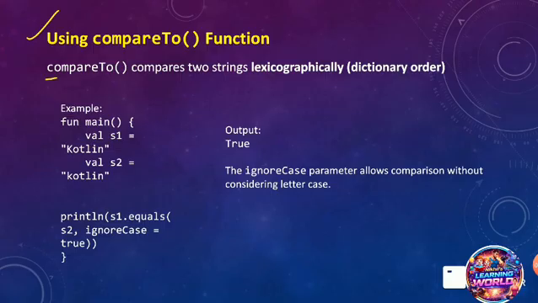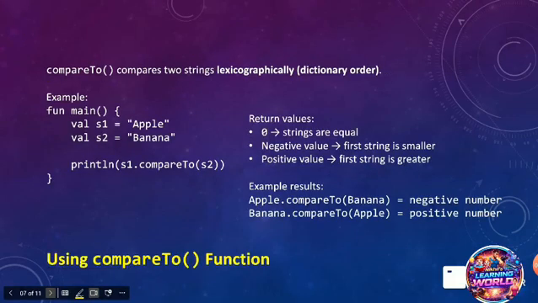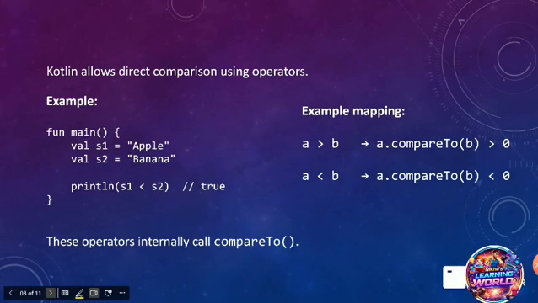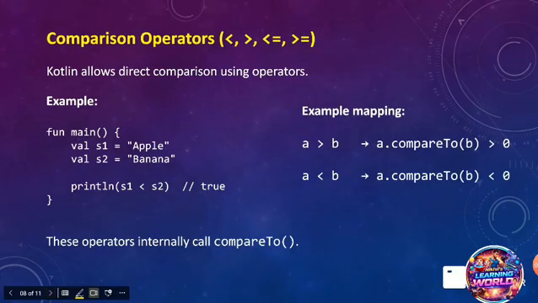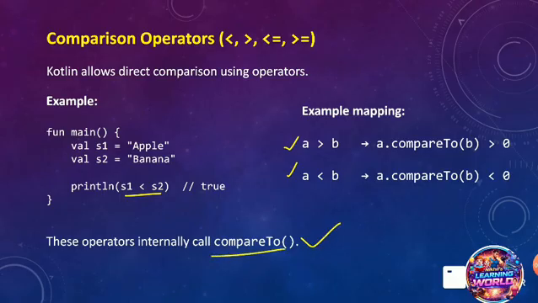In Kotlin, comparison operators like greater than, less than, greater than or equal to, or less than or equal to are also allowed, so we can directly compare strings using the operators. In this example you can see s1 and s2 being compared using the greater than symbol. That means we can directly compare strings by using the operators as well.